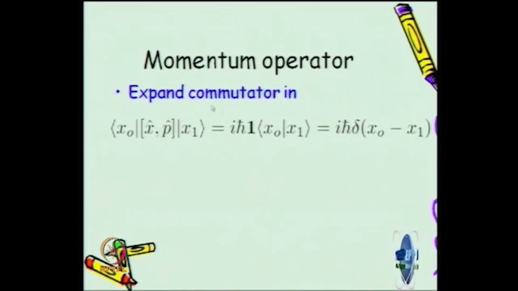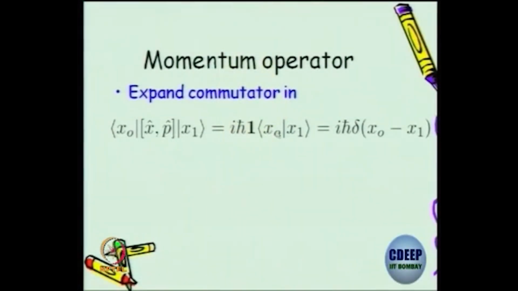let us do some trick. So take two positions x1 and x0, and in between the operator is a commutator of x and p. What is this? The commutator of x and p is iħ times the identity operator. The identity operator will not do anything to the states. You can pull it out and write an inner product of x0 with x1. What is the inner product of x0 with x1? That is your Dirac delta function. That is the definition of your position basis. So iħ times the Dirac delta function.